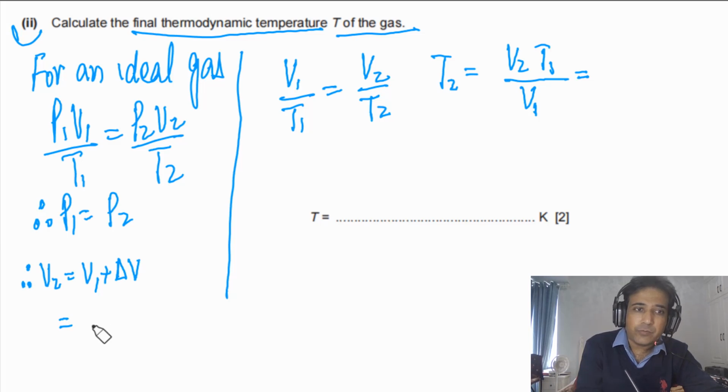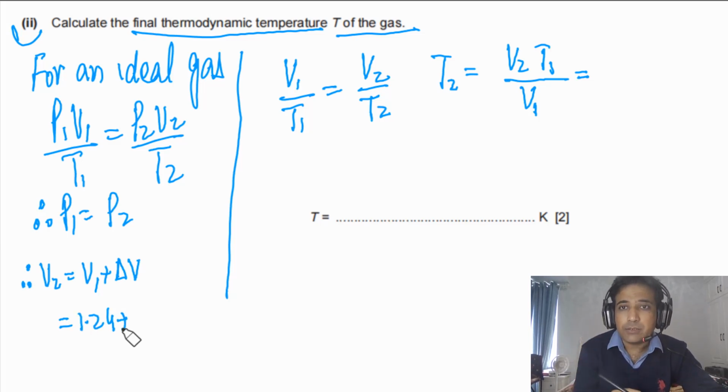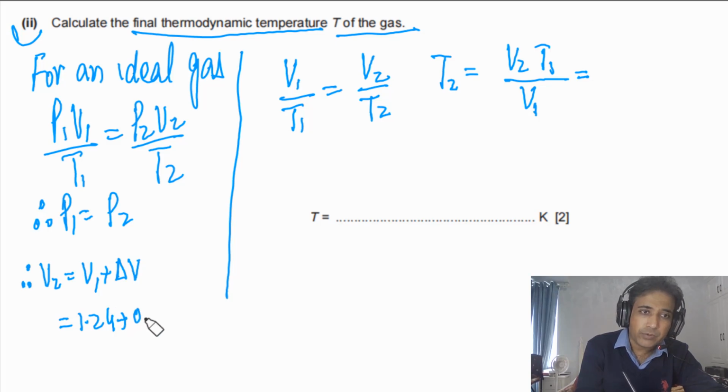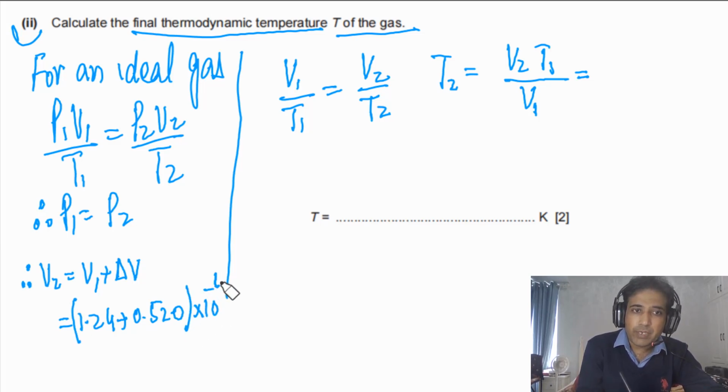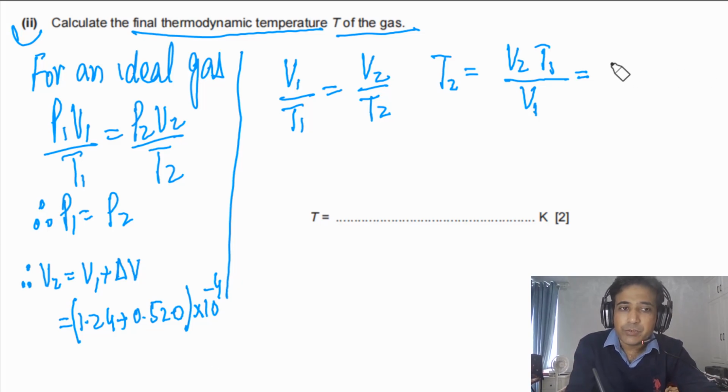The value of V2 has to be equal to V1 plus the increase in volume. The value of V1 we have was equal to 1.24, and the increase in volume was equal to 0.520, actually multiplied by 10 to the minus 4. So it simply means that V2 is equal to 1.24 plus 0.520, and this is multiplied by 10 to the minus 4.